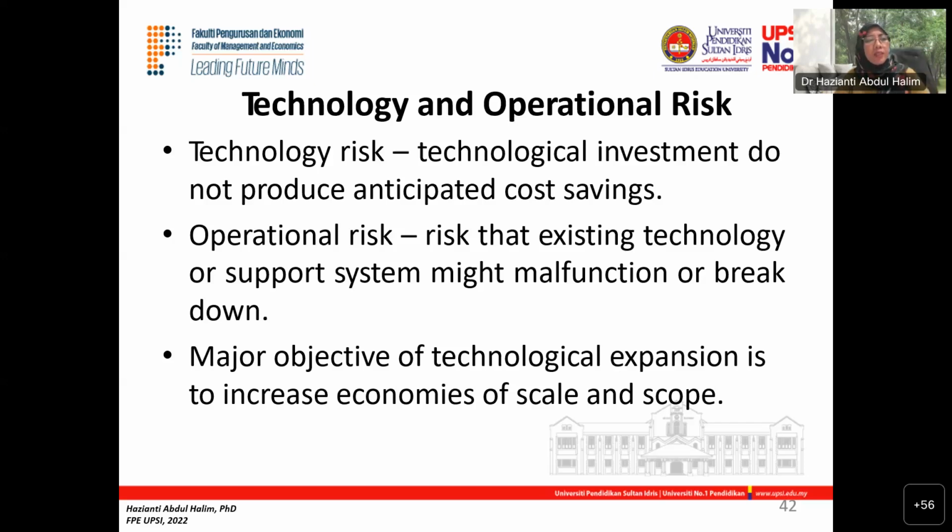So bila they start with internet banking, ataupun they start with the robot advisor, dia pakai robot je untuk advise, kan, itu semua, does that produce any cost savings? Right, so that is technology risk. Operational risk, maybe the existing technology or support system might malfunction or break down. Okay, kadang-kadang mengamuk semua orang, oh, memang itu tak boleh pakai. You know, so that kind of risk, so operational risk. And the major objective of technological expansion is to increase economies of scale and scope.